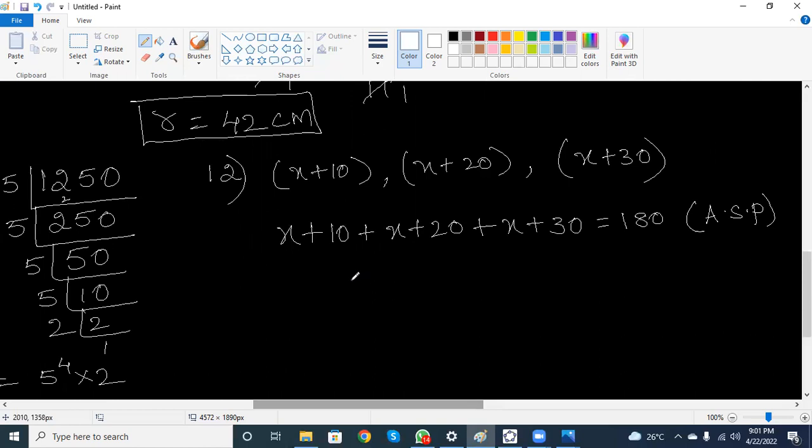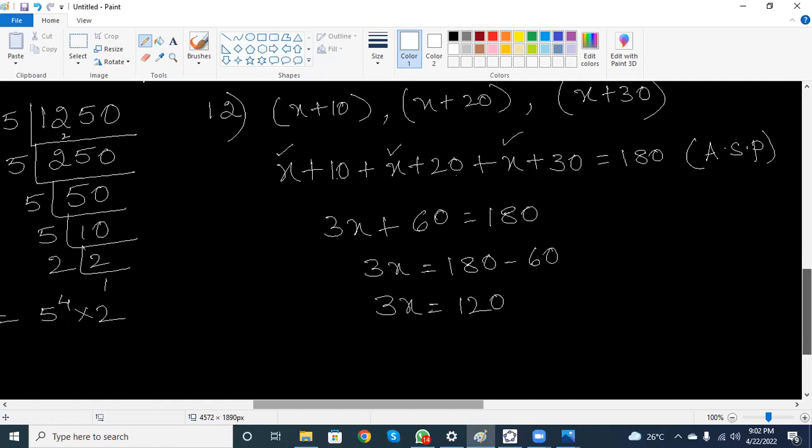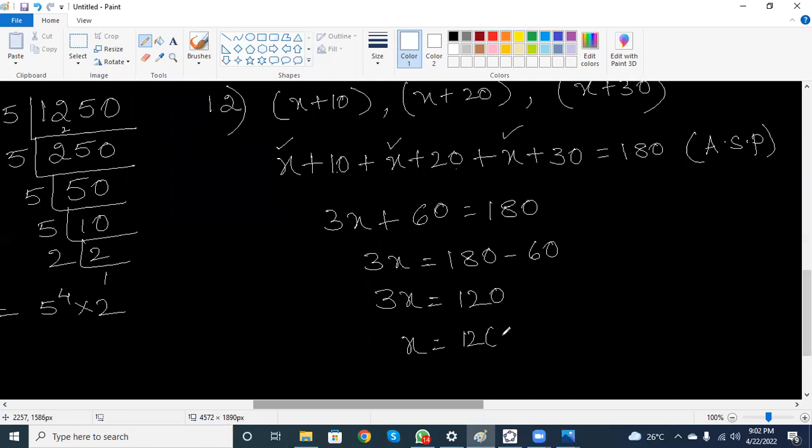You should write the full form of this. So let's add the like terms. X plus X, 2X. 2X plus X, 3X. 10 plus 20, 30. 30 plus 30, 60, which is equal to 180. So 3X is equal to 180 minus 60. So 3X is equal to 180 minus 60, which gives you 120. So now X is equal to 120 over 3. Here it is multiplication. If you transpose, it will become a division. So X is equal to 40 degrees.